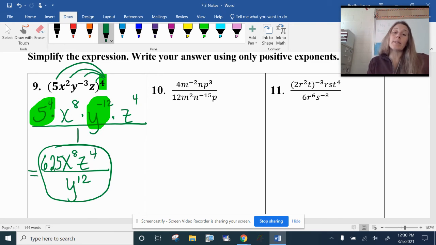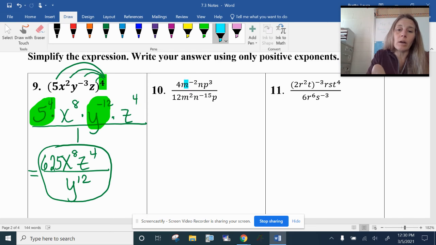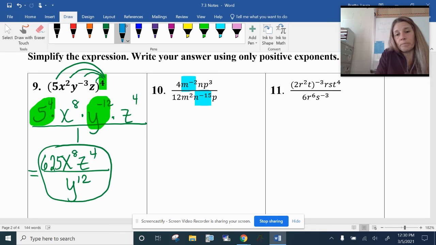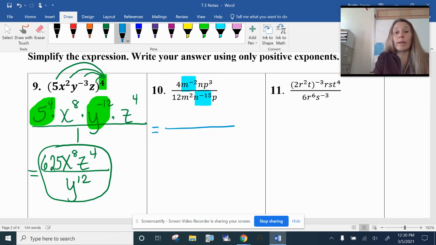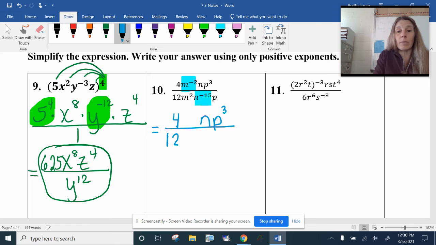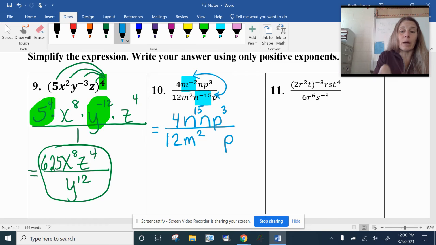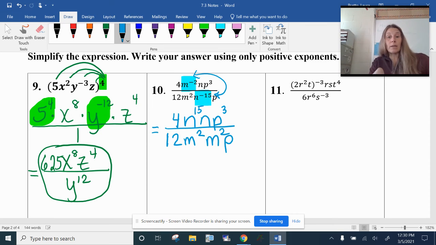All right, number 10 does not have any parentheses, but there are 2 negative exponents here. So for me, I just like to recopy it, and I move my negative exponents to the opposite side. So my 4 stays, my n and p cubed stay. On the bottom, my 12m squared stays and the p stays. So these two are just going to swap places. So the n to the 15 is going to go on the top, but now I can make that 15 a positive, and that m squared is going to go to the bottom and, of course, become positive.